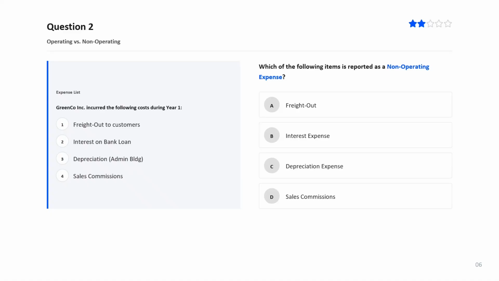In the question, they told us we have a company, Green Co, and they had the following costs. They had shipping freight out to customers, interest on a bank loan, depreciation on their administrative building, and the sales commission. If you did the first question right, you'll probably get this one. The question is asking which one of the following items is reported as a non-operating expense. Once you're ready, we will do the answer on the next screen.